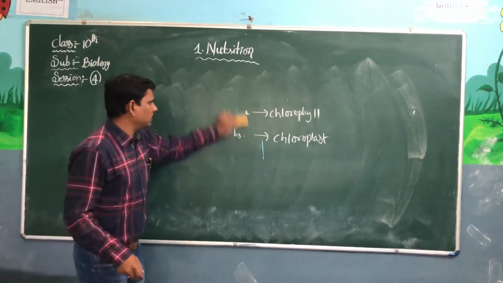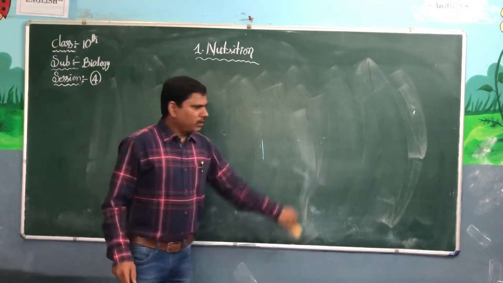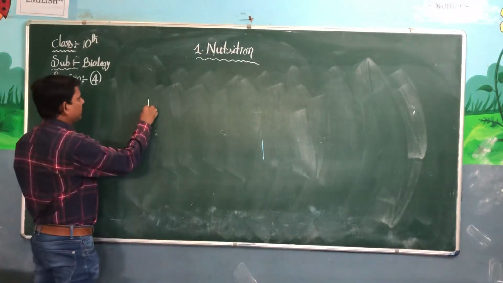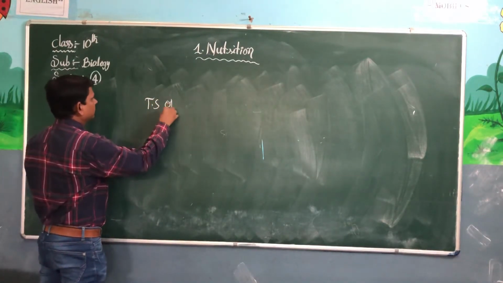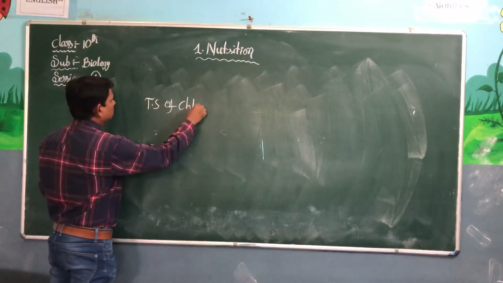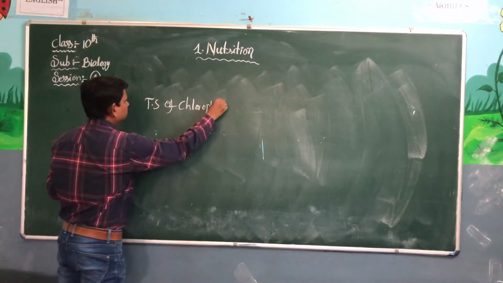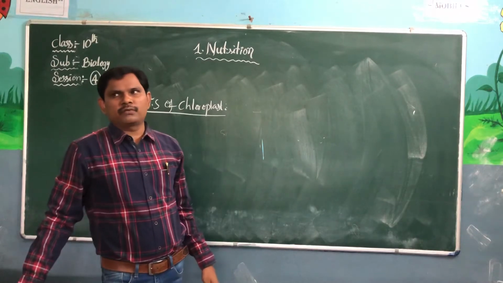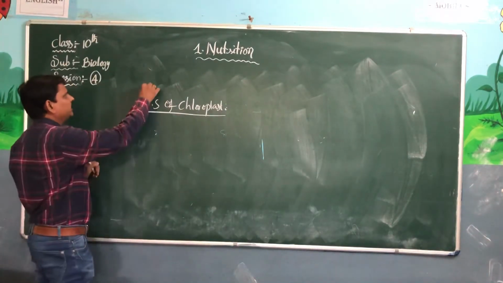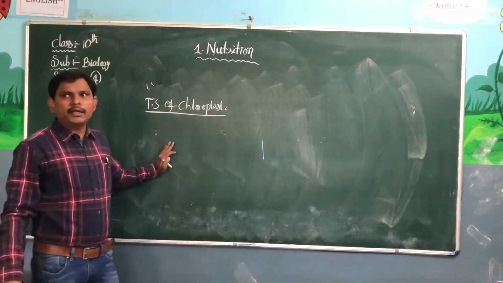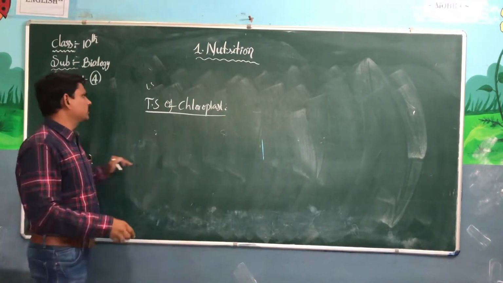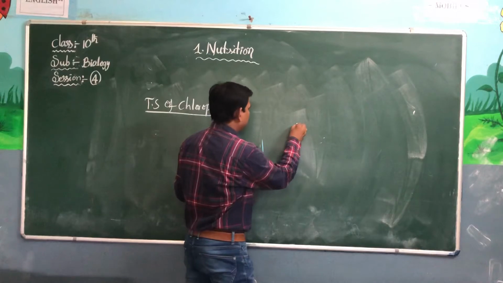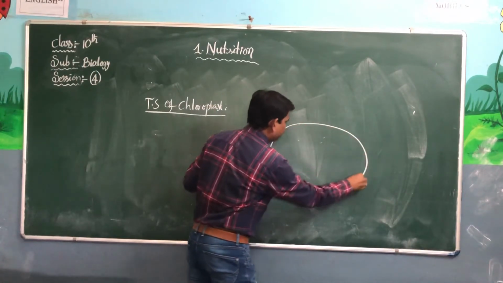Today we are going to discuss the difference between chlorophyll and chloroplast, and one more important 4-mark question: TS of chloroplast. What is the meaning of TS? Transverse section. TS is transverse section, and LS means longitudinal section. So you can draw a simple diagram of the chloroplast.